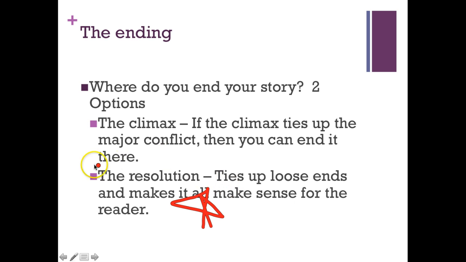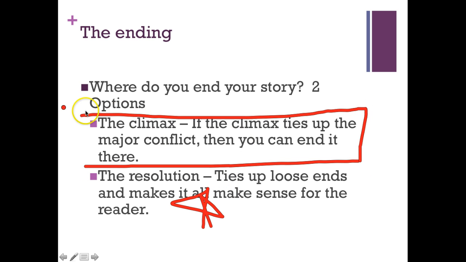But like I said, if you want to try it right here, try it right here. Don't try it. Okay, I'm going to be honest. Don't try it here. Don't try to climax just because you don't want to write a resolution. Okay? If you're going to do it this way, it's got to be done well. And I will tell you myself if it's not done well.